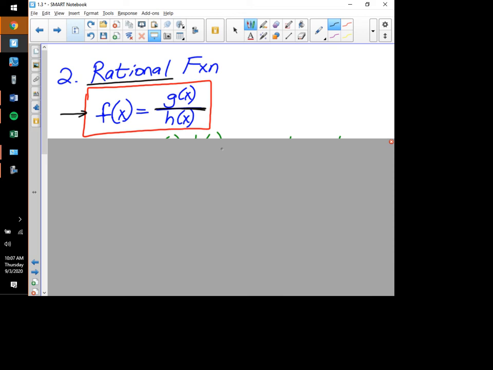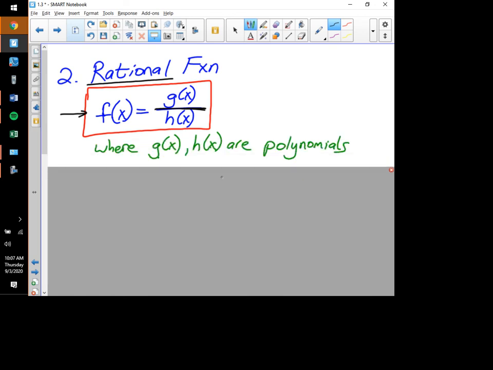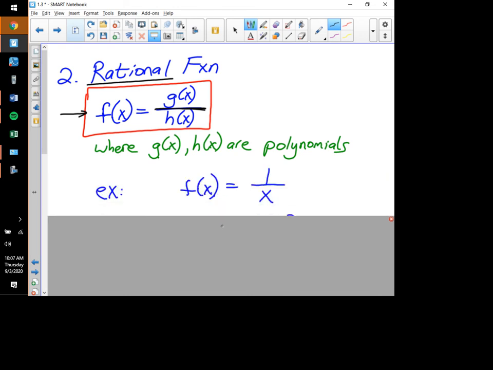So f of x needs to be written as the quotient of g of x divided by h of x, but both g of x and h of x need to be polynomials in and of themselves. So when we divide a polynomial by another polynomial, we end up with a rational function.